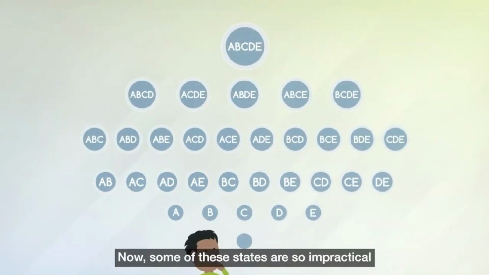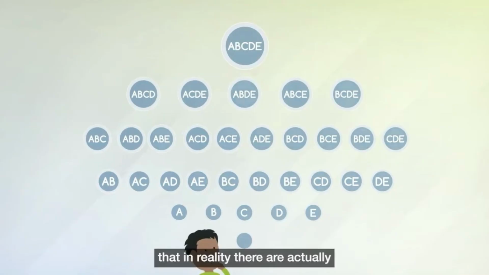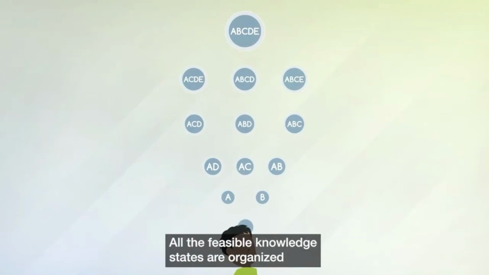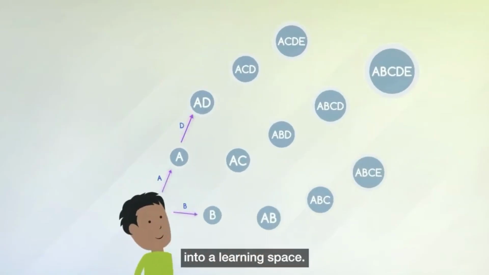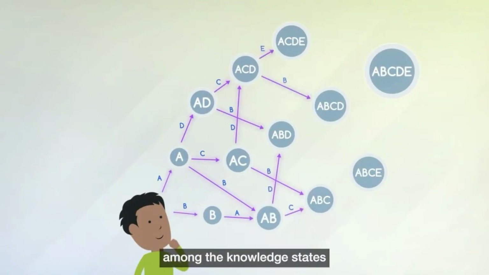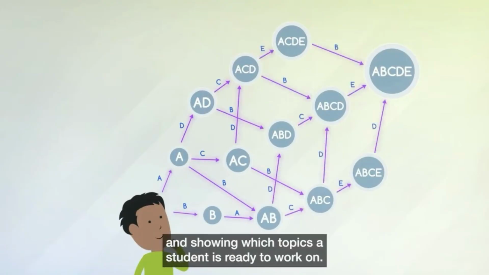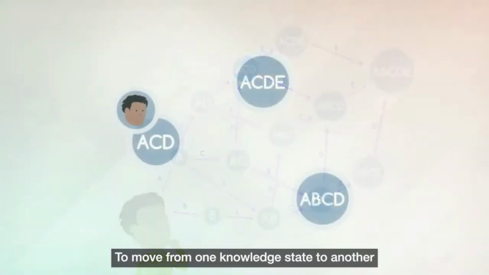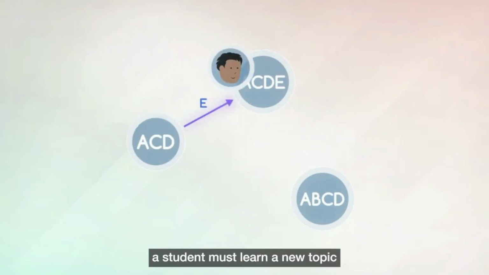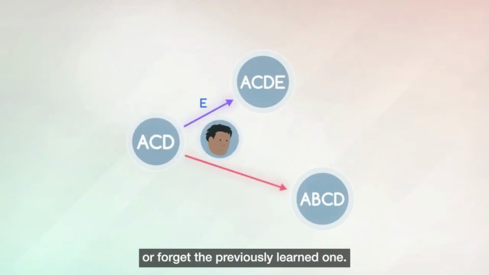Now, some of these states are so impractical that in reality, there are actually only 13 feasible knowledge states that a student could fall into. All the feasible knowledge states are organized into a learning space, a mathematical structure specifying the relationships among the knowledge states and showing which topics a student is ready to work on. To move from one knowledge state to another within the learning space, a student must learn a new topic, or forget a previously learned one.